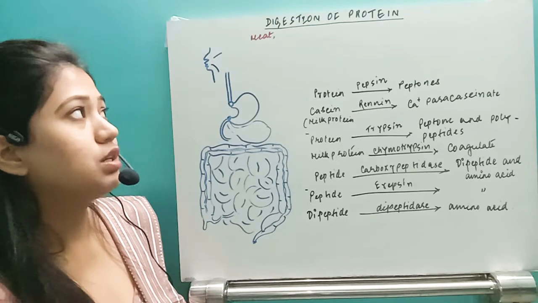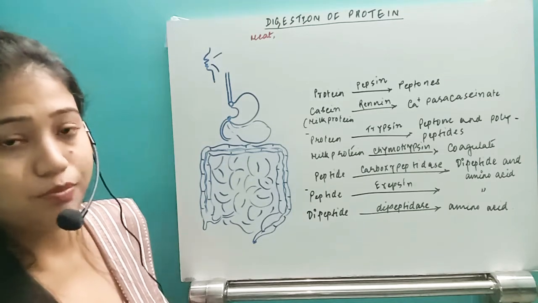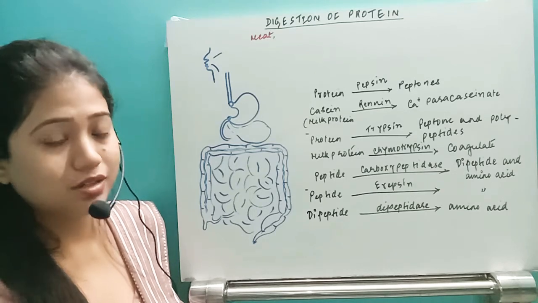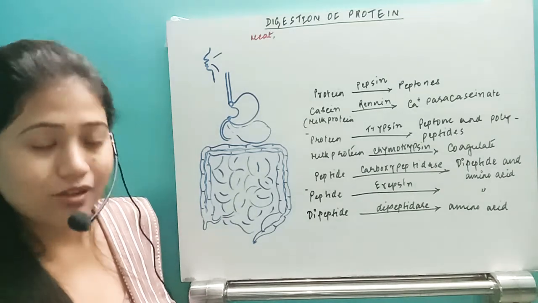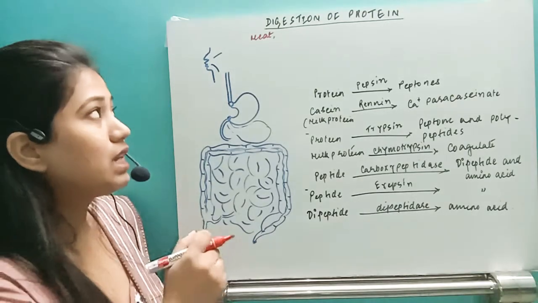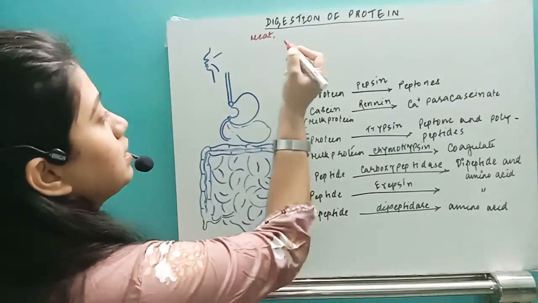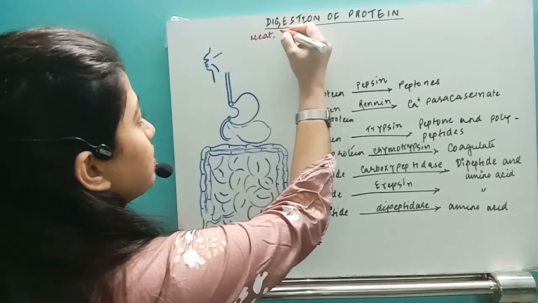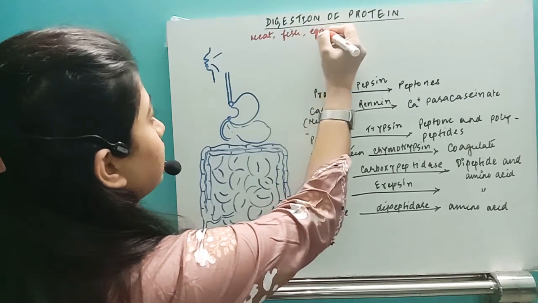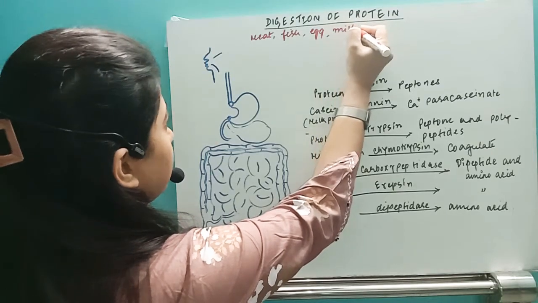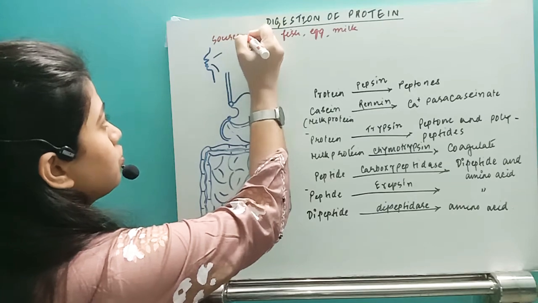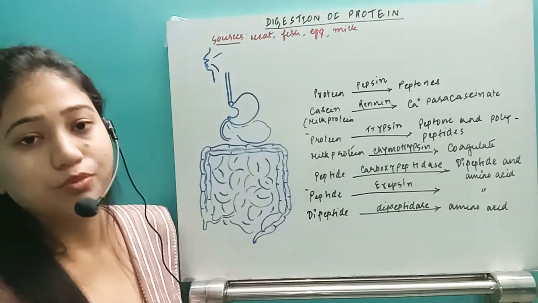So this protein, the main chief component, suppose if it is the carbohydrate, the chief component of the carbohydrate is what? The polysaccharide, then the oligosaccharides and the monosaccharide. In case of the protein, it is present in meat, also in fish, then egg, then milk. So these are the sources.